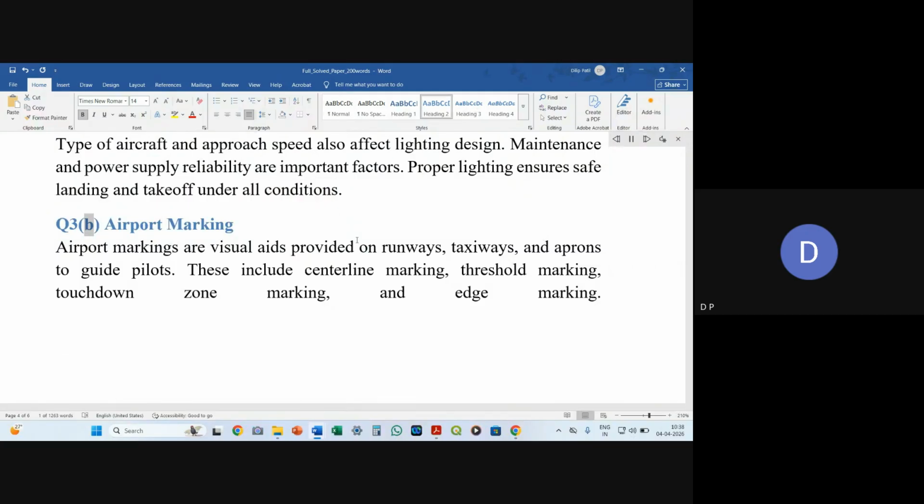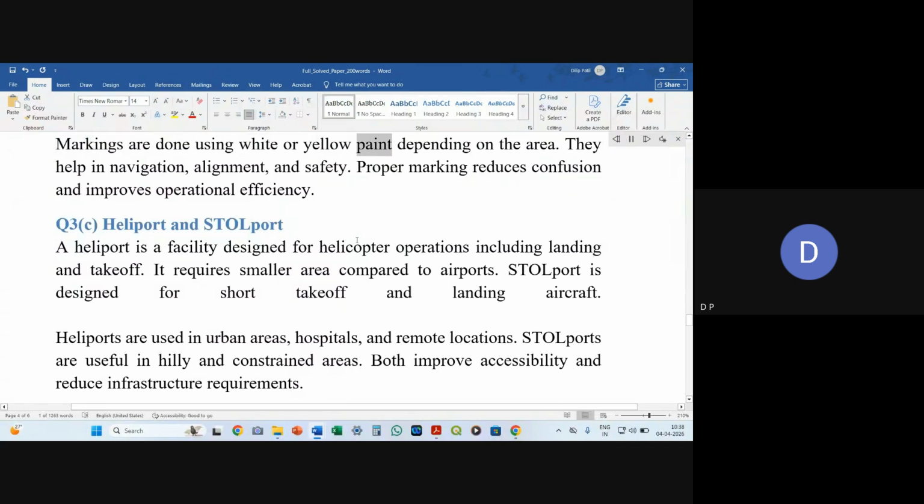Q3. B. Airport marking. Airport markings are visual aids provided on runways, taxiways, and aprons to guide pilots. These include center line marking, threshold marking, touchdown zone marking, and edge marking. Markings are done using white or yellow paint depending on the area. They help in navigation, alignment, and safety. Proper marking reduces confusion and improves operational efficiency.